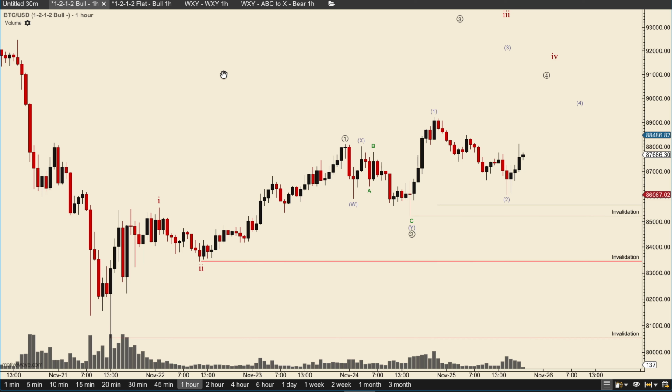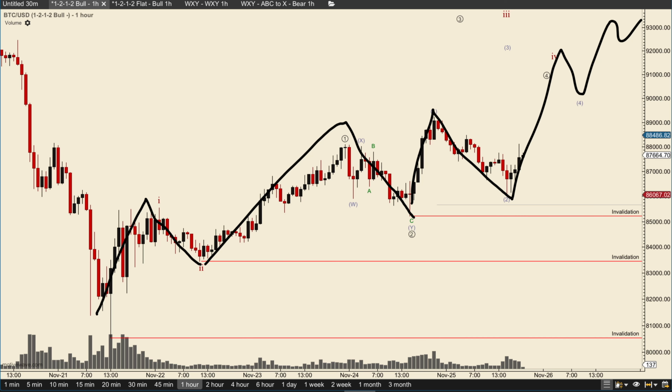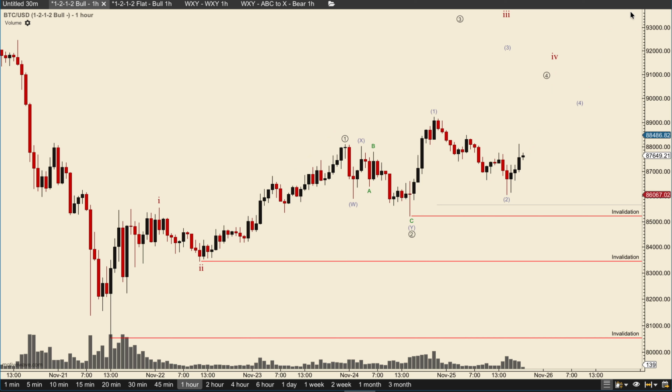Hello, let's take a look at my bearish and bullish scenarios for Bitcoin on the 1 hour chart. Here we are counting this bullish scenario as a wave 1, 2, 1, 2, 1, 2, 3, 4, 3, 4, 4, 5, 4, 5, and so on, looking for higher prices. The invalidation for this scenario is basically here, here, and here, and here is a soft invalidation. I'll get to that in a bit.